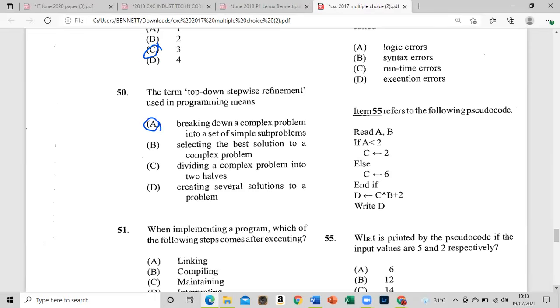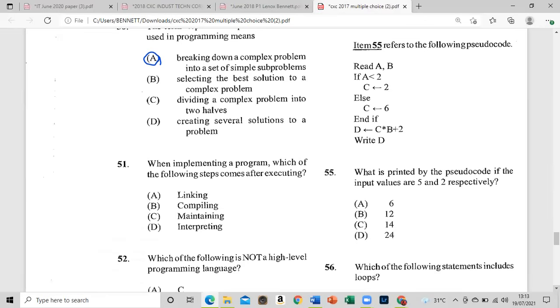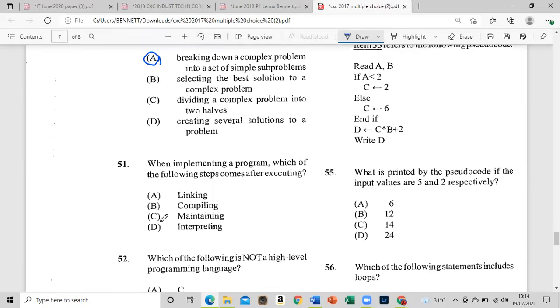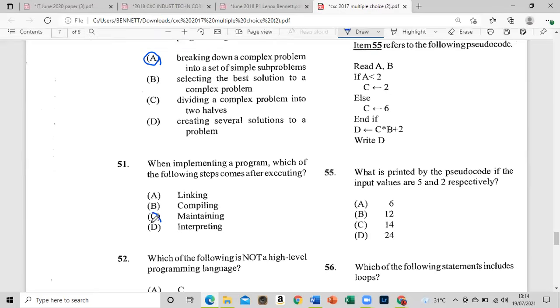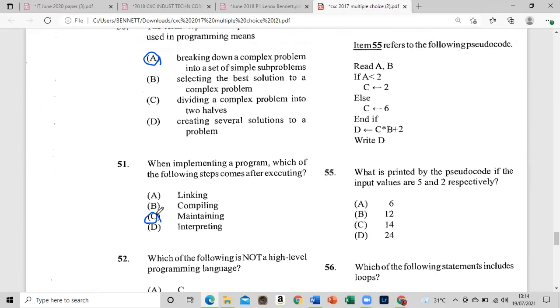So, when implementing a program, which of the following steps comes after executing? Is it A, linking? B, compiling? C, maintaining? Or D, interpreting? So we're at 51. What's the answer for that, guys? I did that on a previous paper. It is maintaining.